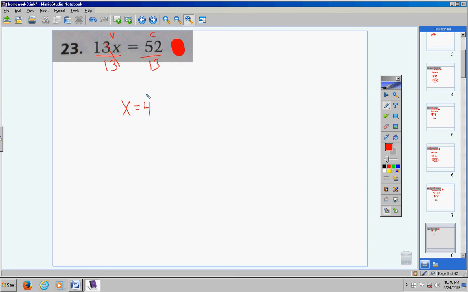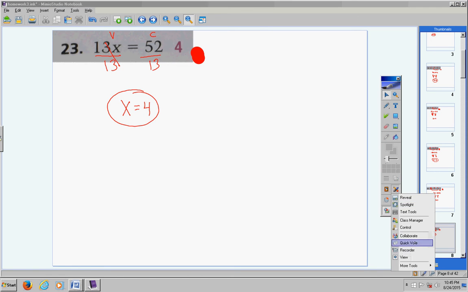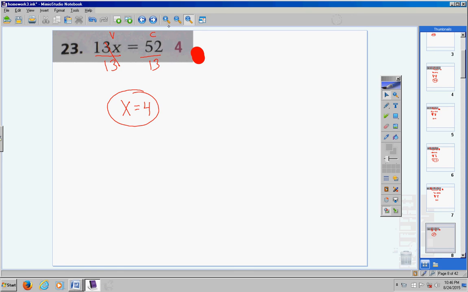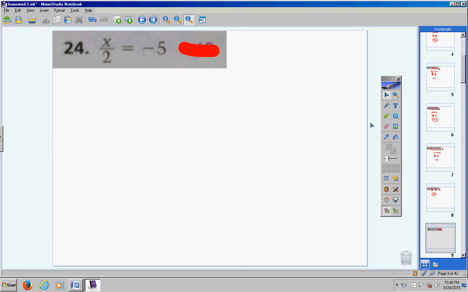52 divided by 13 is 4. Moving on to number 24. Okay, finally a little more challenging problem. Alright, step 1, we're going to simplify both sides. Well, there's nothing we can do to either side.